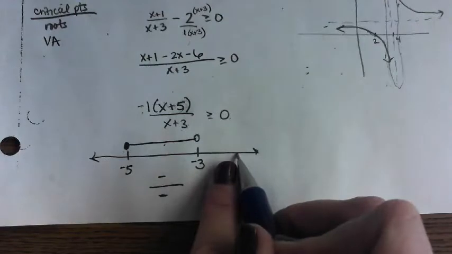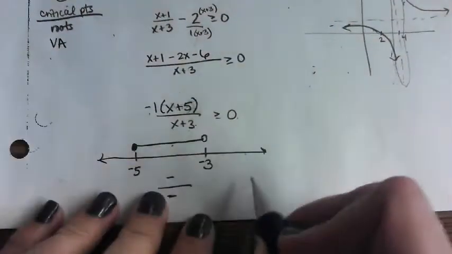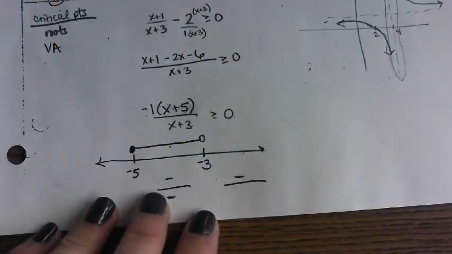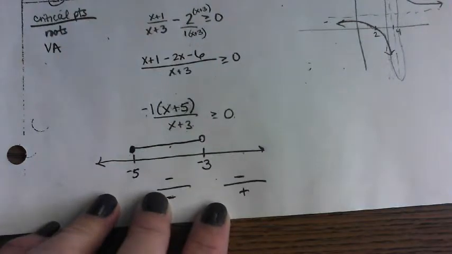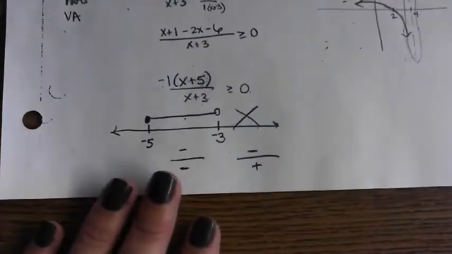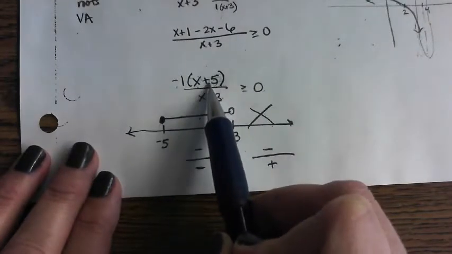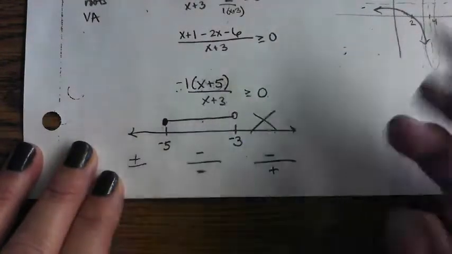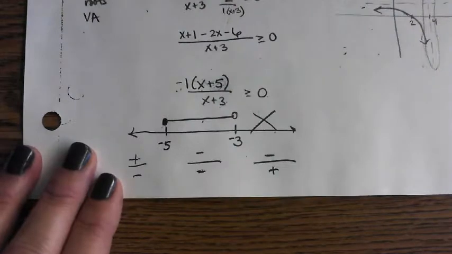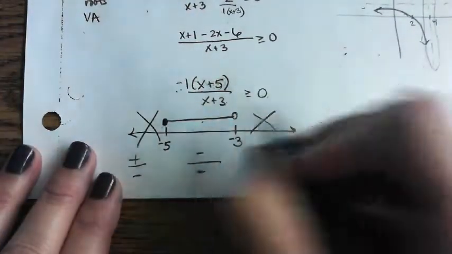Check 0. 0 plus 5 is a positive. Positive times a negative is a negative up top. Over 0 plus 3 is a positive. A negative divided by a positive is a negative. Is a negative greater than 0? No. And then -6. -6 plus 5 is a negative. With a negative out in front, that'll actually turn that to be a positive. And -6 plus 3 is a negative. Positive divided by negative is negative. Is a negative greater than 0? No. There's our solutions.